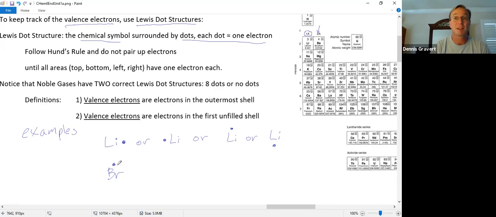My second one can't pair up, though. So we're following Hund's rule. Spray them out, equal orbitals, that old jazz. So maybe I'll put one here, put one here, put one there. There, 4 dots, 4 electrons. Bromine has 7, though. Now I must pair up. And you decide how you want to pair them up.